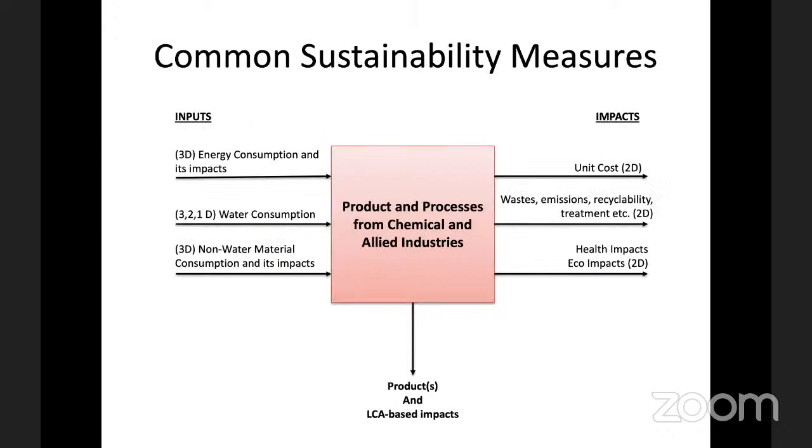We had a look at the life cycle assessment, but these are common sustainability measures that lead to your sustainable design. So if you have a product or process from chemical and allied industries, you use a 3D energy consumption and its impacts, you use unit costs. You also have products and LCA based impacts. So these are sustainability measures, the 1D, 2D, and 3D that we just discussed.